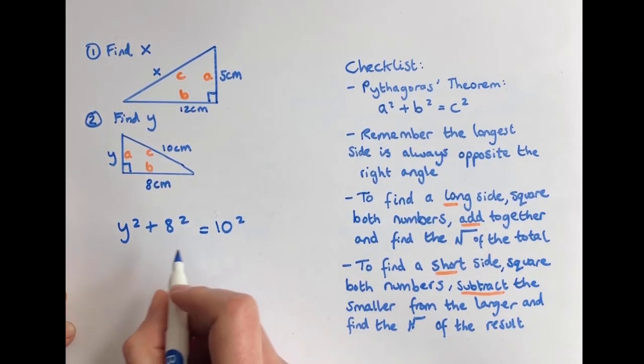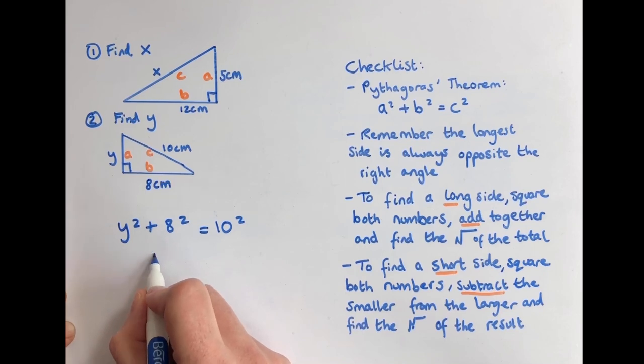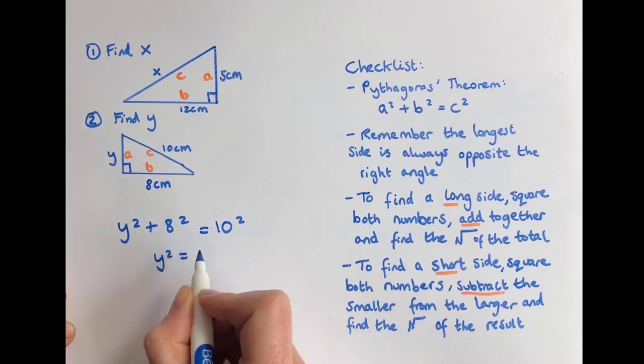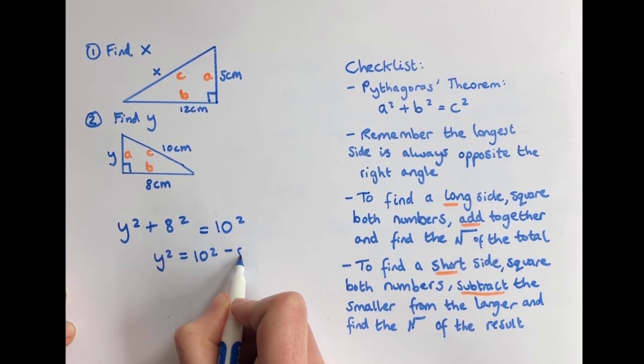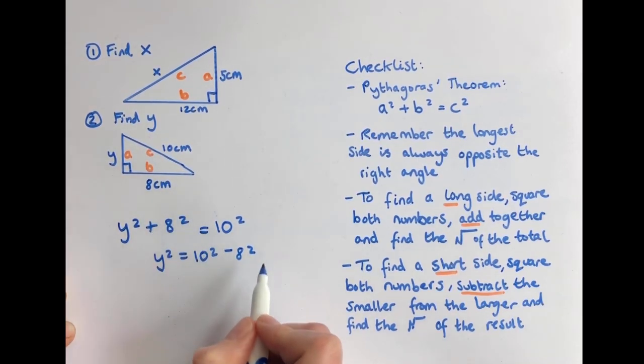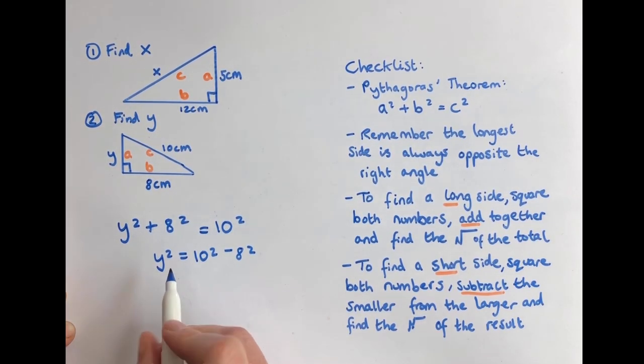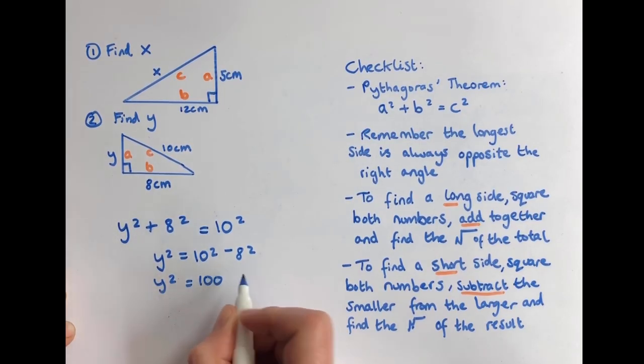So y squared I'm actually going to leave over here on its own, and I'm going to have 10 squared. Remember, we're going to do the inverse. I'm going to take away 8 squared. So now I do the same thing again. y squared equals 100, and then 8 squared is 64.